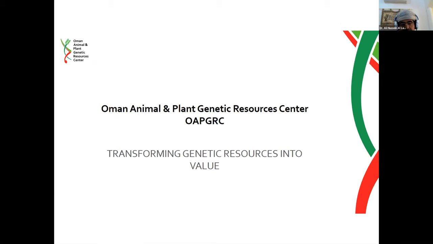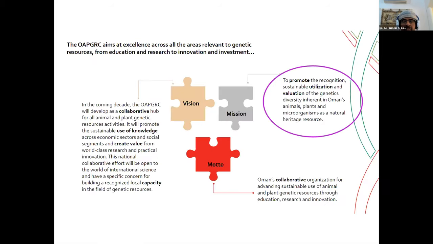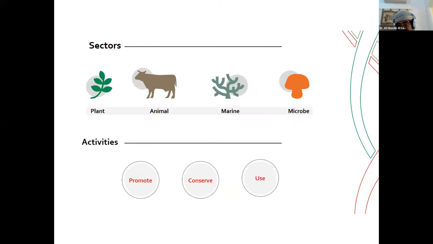The Oman Animal and Plant Genetic Resources Center was established to get value from the genetic resources, which could be plants, animals, microorganisms, or marine species. The values could be, in general, socioeconomic importance. So the mission of the center is to promote the recognition, sustainable utilization, and evaluation of the genetic resources inherent in the country. This will cover plants, animals, and marine microbes. And we have three activities in this regard: to promote, conserve, and use.